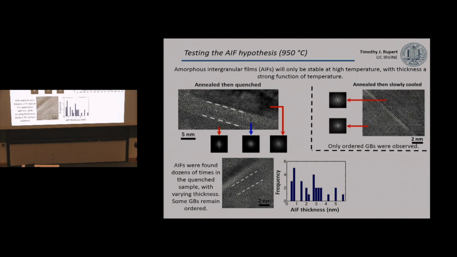And we can contrast that with the case of a sample that was slowly cooled. I'm showing you one boundary. That's not proof, but we have to go look at 50 boundaries. We never find these amorphous intergranular films inside of our slowly cooled sample.